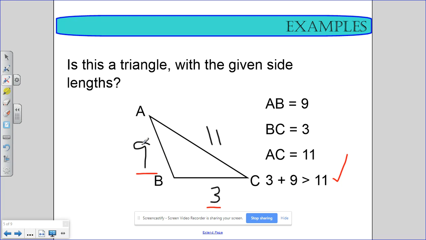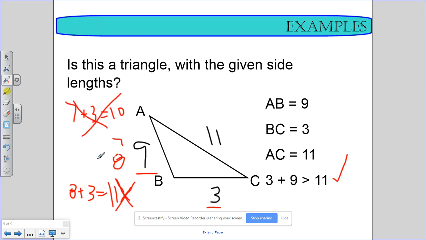If my side AB had been 8, I would add 8 plus 3, that actually equals 11. So that does not give me a triangle. If my side here was 7, 7 plus 3 is 10. That is actually smaller than 11, so that does not give me a triangle. I hope that makes sense. Let me know if you have questions on that.